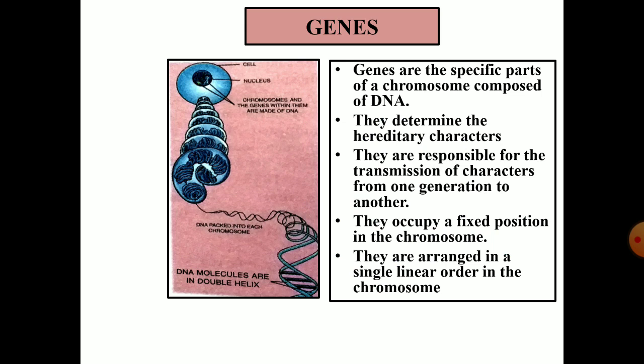If a particular sequence of genes is present as 1, 2, 3 in my chromosome, then in yours also, in that particular chromosome, the position would be 1, 2, 3 only. They are arranged in a single linear order in the chromosome. Beta, that is all about the cell division, chromosome structure, and genes. With this, we end this chapter.